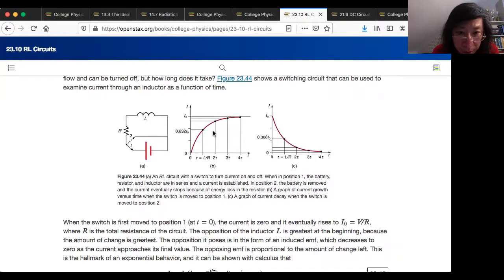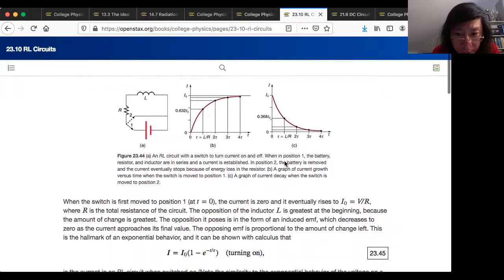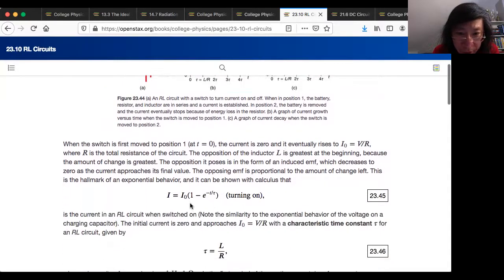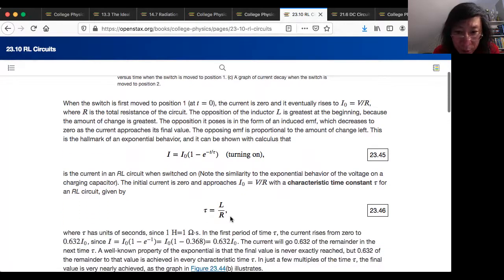But still, you have the same 1 over e time, the RL time, but instead of R times L, it's L over R. L over R is the time constant. So you have the current, which starts at 0 and gets up to I0, following 1 minus e to the minus t over tau, where tau is L over R. You have the characteristic time constant.